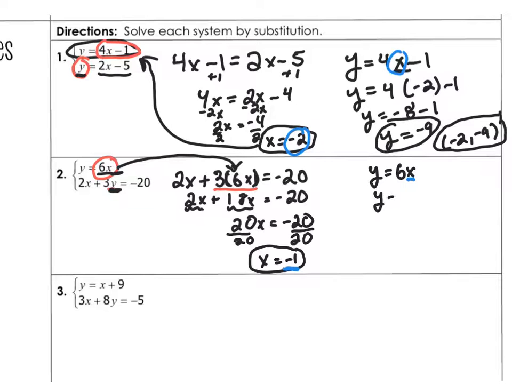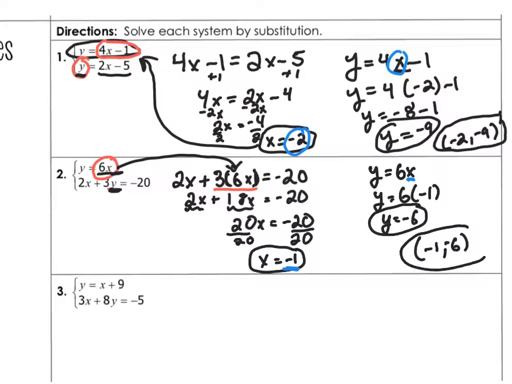So we get y equals 6 times negative 1. Therefore, y equals negative 6. And our coordinate, if we want to write it in coordinates, is negative 1, negative 6. All right, and now let's do number 3.